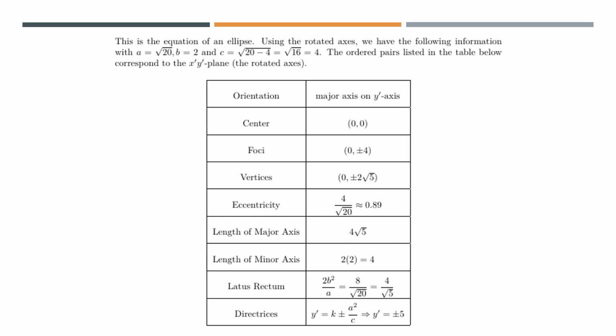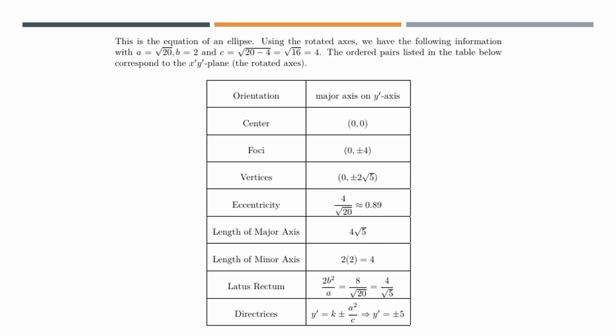So using the rotated axes, we have the following information. Now a is going to be the square root of 20 and b is going to be 2. Please remember that in the equation of the ellipse, a is always assumed to be the larger value. Now square root of 20 is about 2 root 5, so it's a little bit bigger than 2. C, of course, is going to be the square root of 20 minus 4, which ends up being 4.